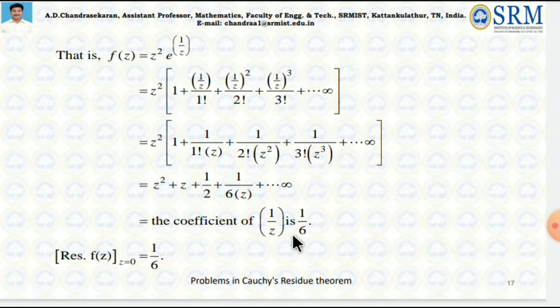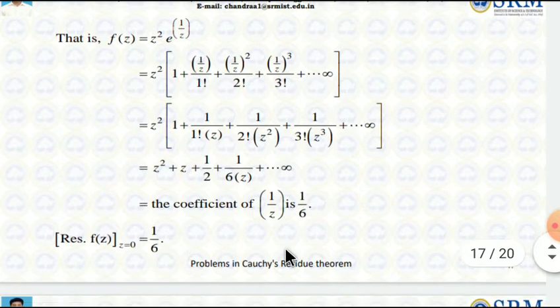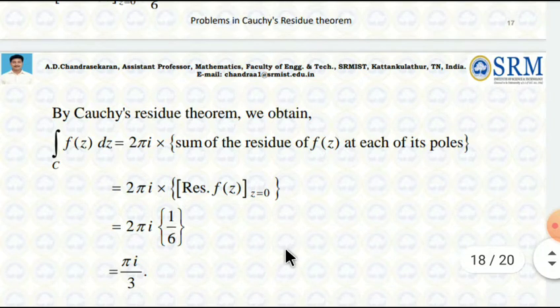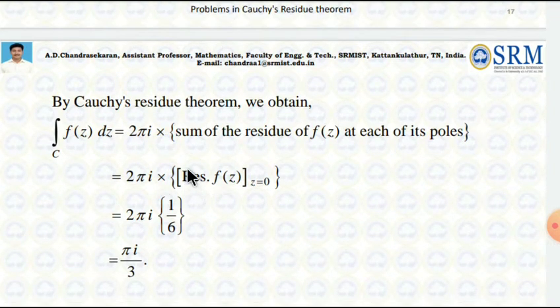So now, another way to get the residue of f of z with the help of the Laurent series expansion is the coefficient of 1 by z. Here it is 1 by 6. Got it? Now by using the Cauchy's residue theorem, we obtain 2 pi i into the residue of f of z at z equal to 0. That is 1 by 6. So we got the answer finally, pi i by 3. I hope you understand all the 4 different types.